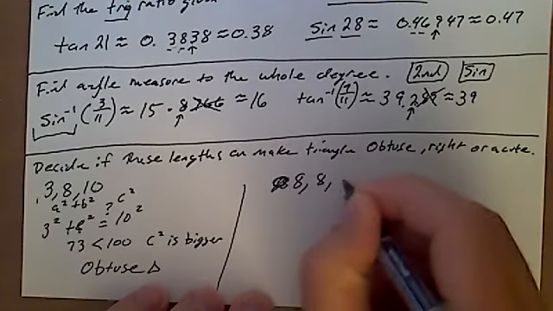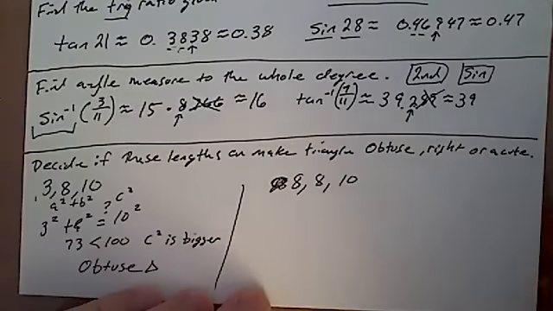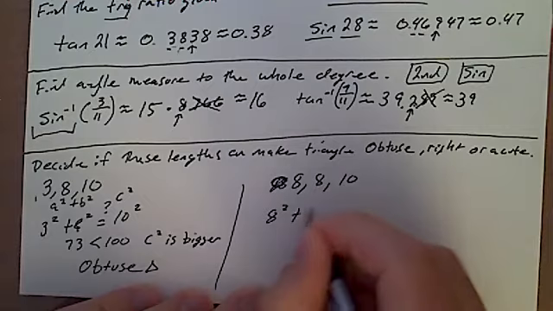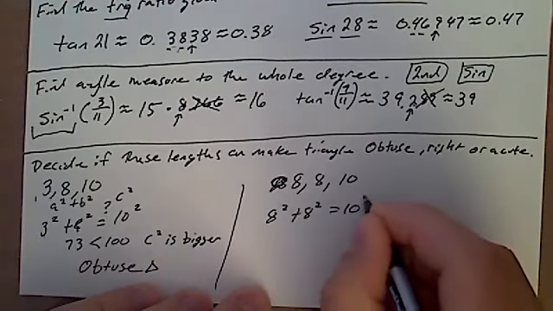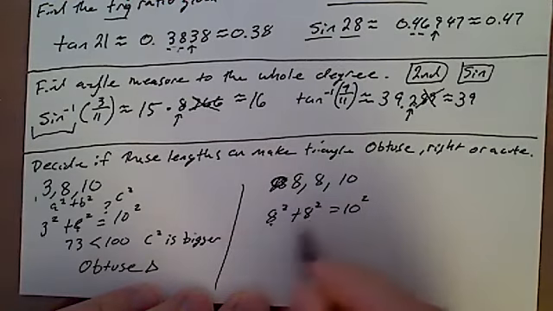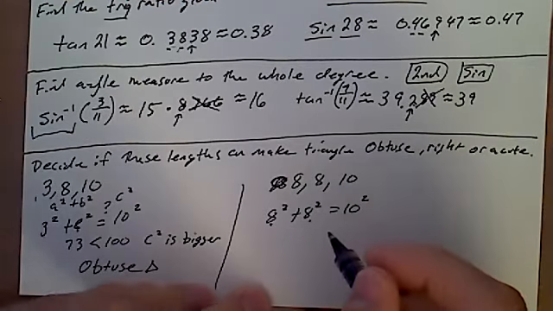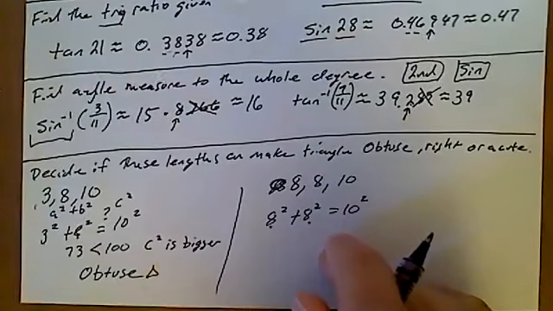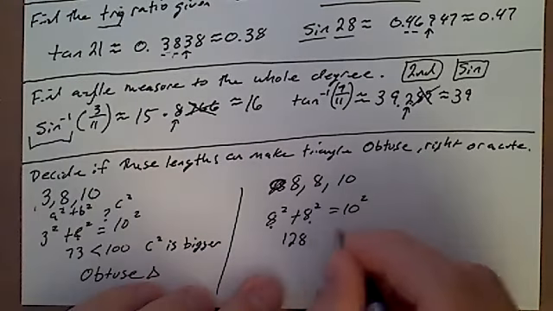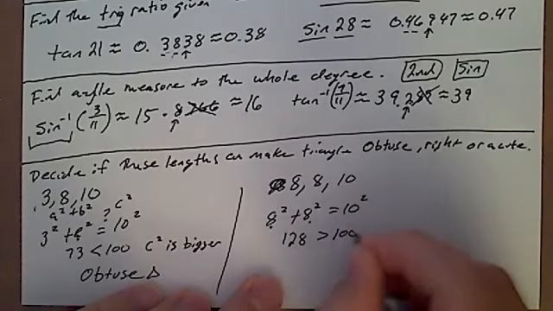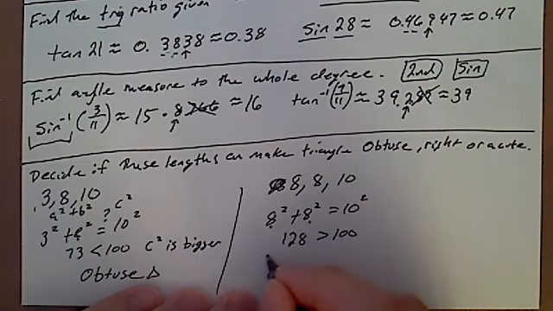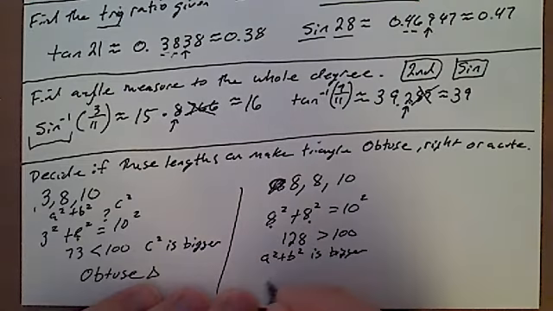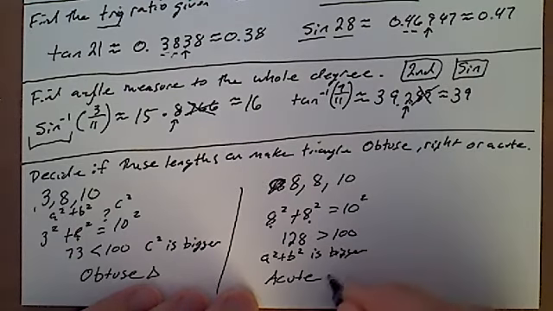How about 8, 8, and 10? Well, here, again, filling it in, we get 8 squared plus 8 squared versus 10 squared. This is 64 plus 64, and that is 128, which is greater than 100. So a squared plus b squared is bigger. So the triangle's acute.